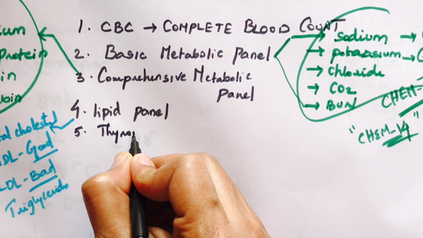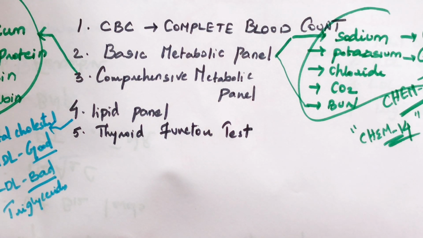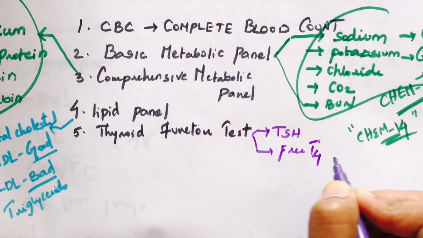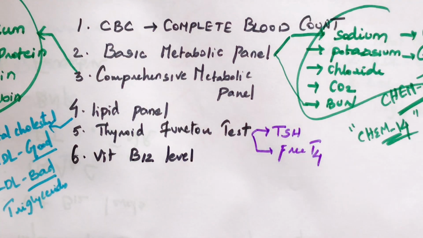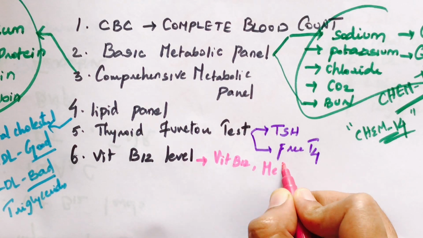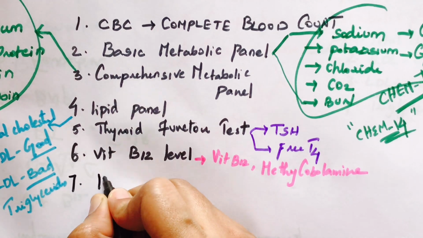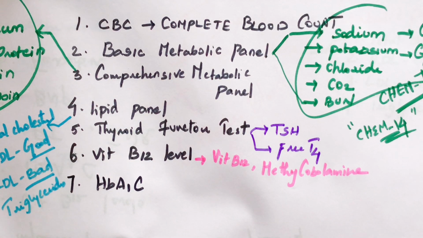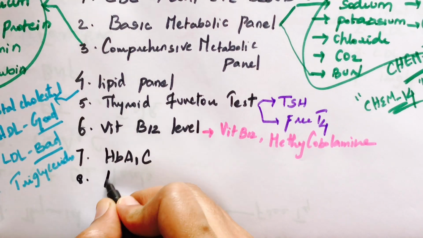Number 5 is thyroid function test, and the most commonly used tests are TSH value and free T4. Number 6, analysis of vitamin B12, which includes the serum B12 level and methylmalonic acid. Number 7, HbA1c, is glycated hemoglobin, the test ordered to monitor the blood sugar control for diabetic patients.